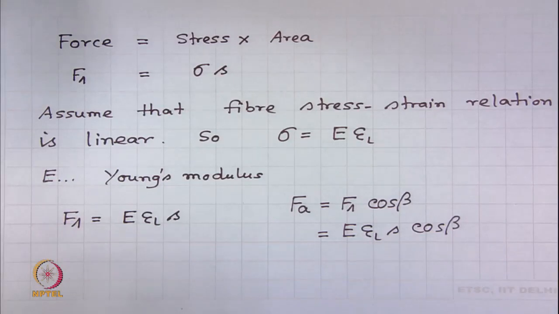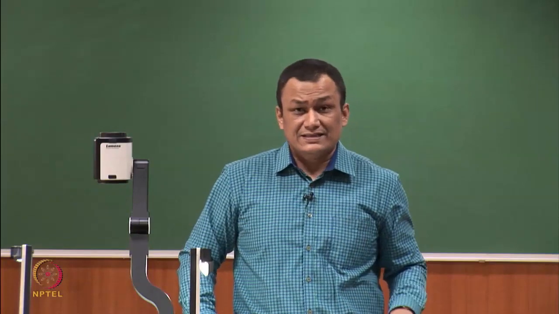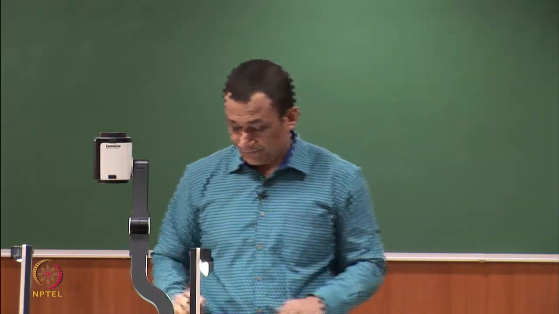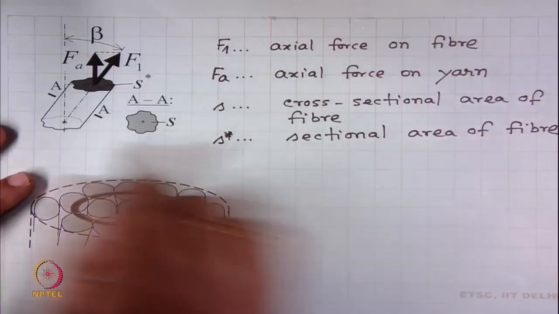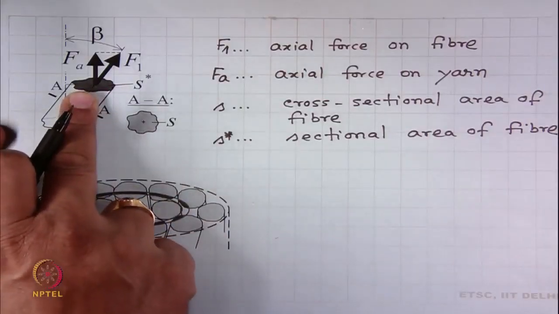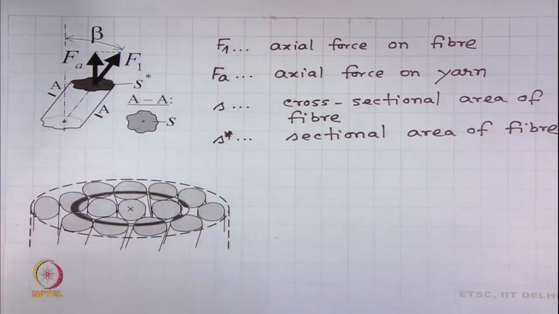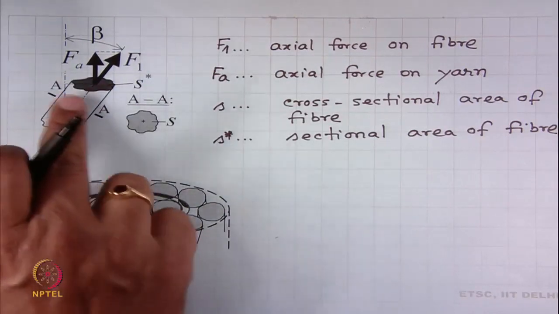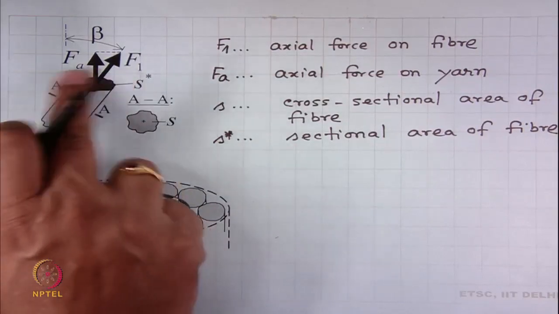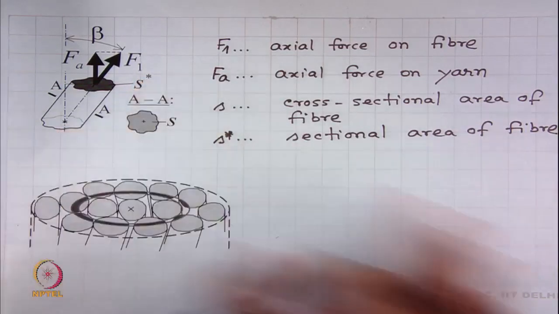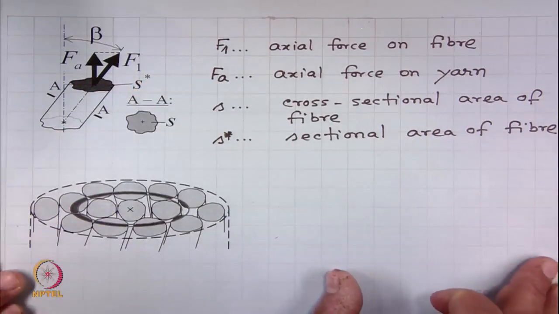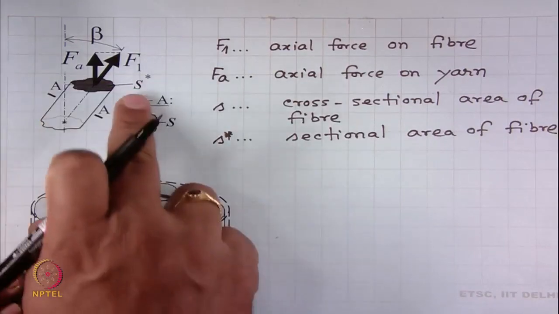Then what is the stress developed along the axial direction of yarn? Stress is equal to force per unit area. So, force is F subscript A. What is the area? This area is S star. So, sigma subscript A is equal to F subscript A divided by S star.